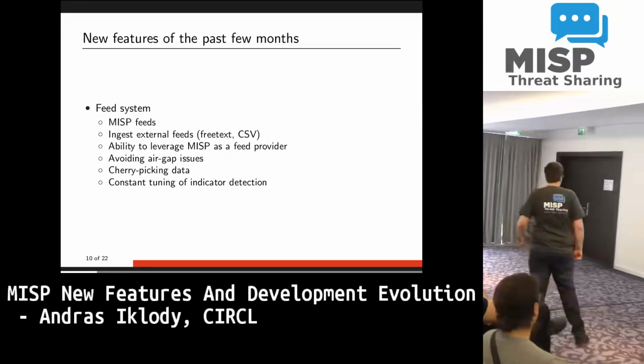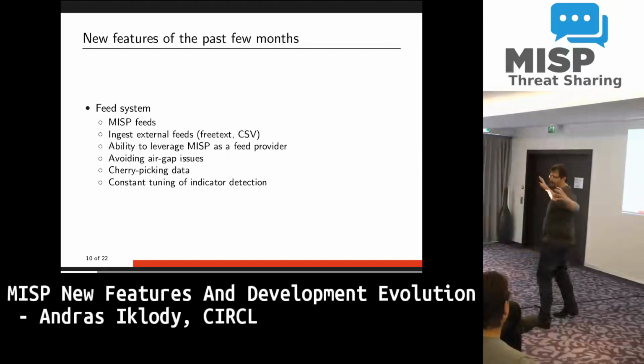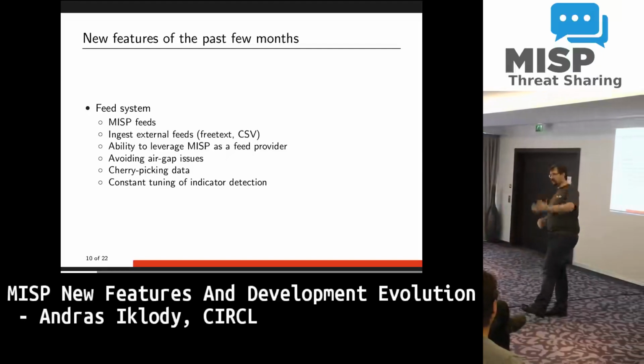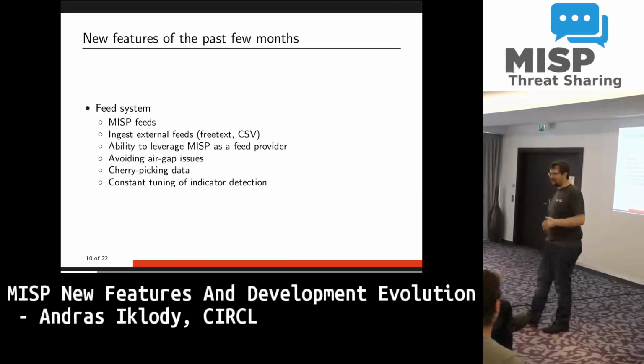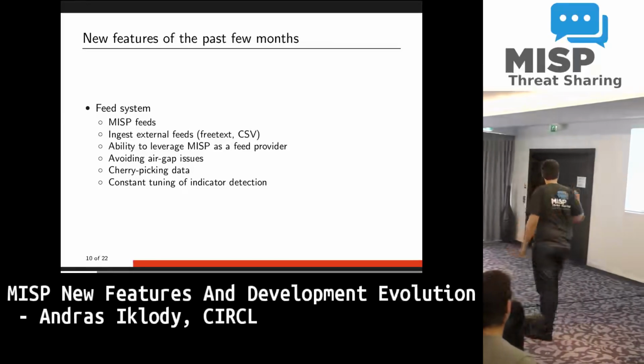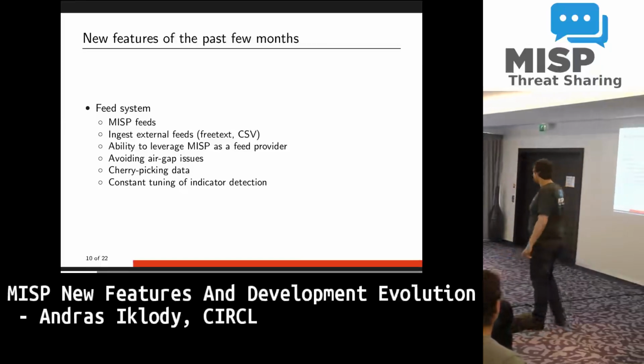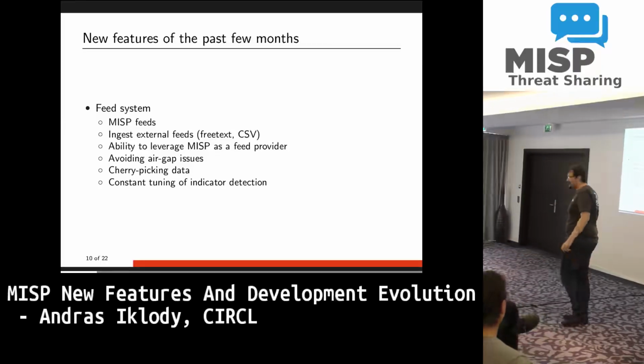Okay. So this was the general big picture that we're working on, so basically modularity. But let's look at some of the actual features that we've built in recent times. So one example for that is the feed system. So this all started a little while ago with MISP feeds.